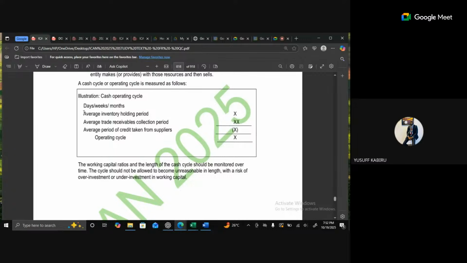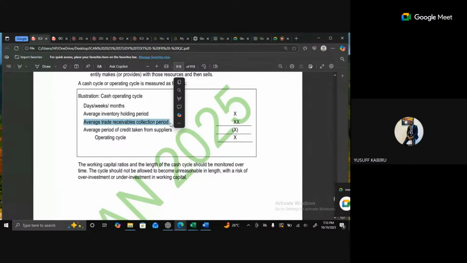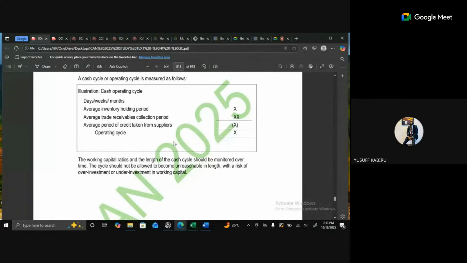You're just trying to look at the average inventory holding period. This one is showing you how long you are going to hold that inventory that you purchased before you turn it into sales. And you're also looking at, let's assume that you did not sell all this inventory in cash, the ones I sold on credit, how long does it take to receive cash from those people I sold to on credit, in order for me to do what? Pay those that I'm owing. So that is basically what this working capital cycle is looking at. That is just the summary of it, right? So that gives you the operating cycle, for you to see how your operating cycle works.